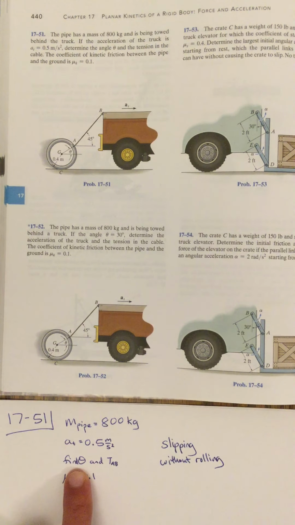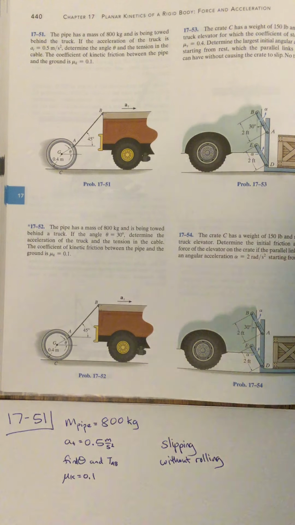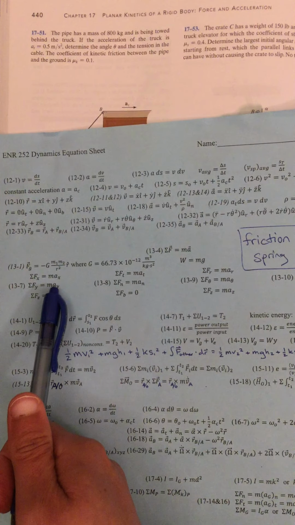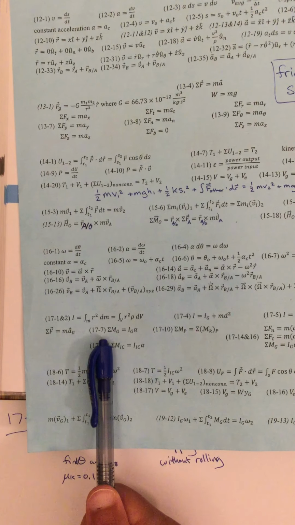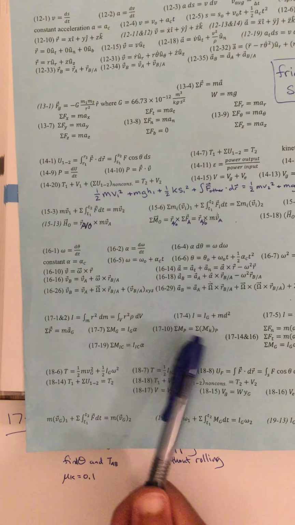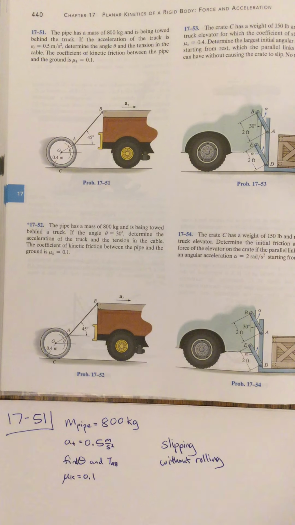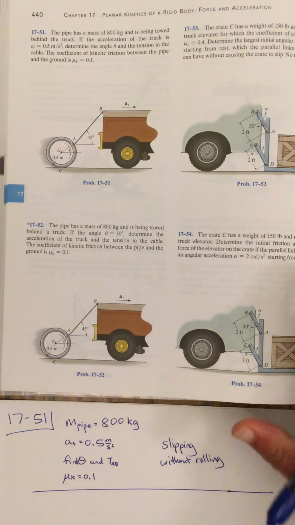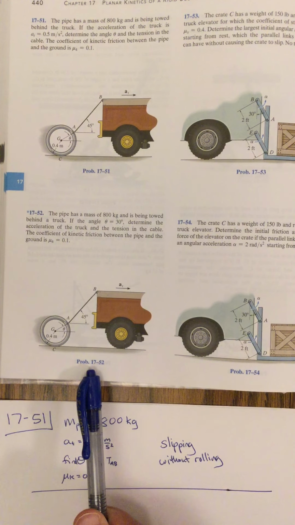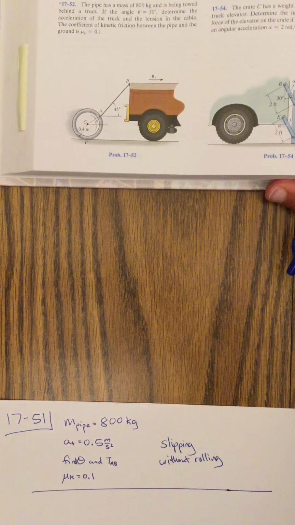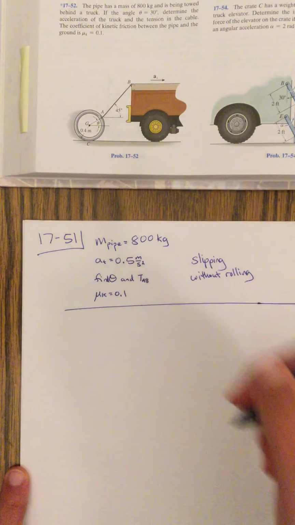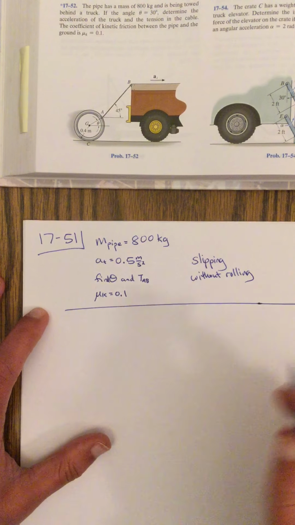So we want to find theta, and we want to find the tension in the cable. And we have Newton's second law, which we can use for the x components and the y components, and then we have to decide whether we want to use equation 17.7 or equation 17.10. So we are going to look at the pipe in this problem. The figure for problem 17.52 is the same as the figure for problem 17.51. So let's just look at this figure here.